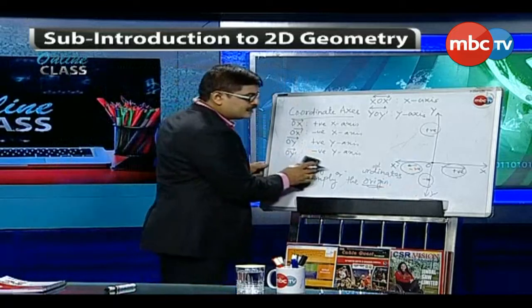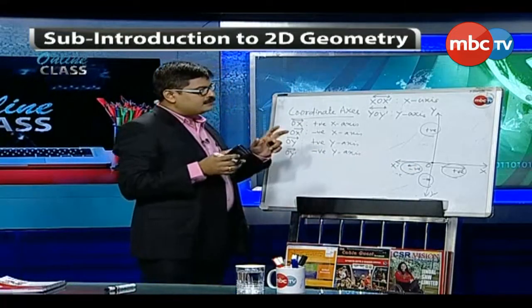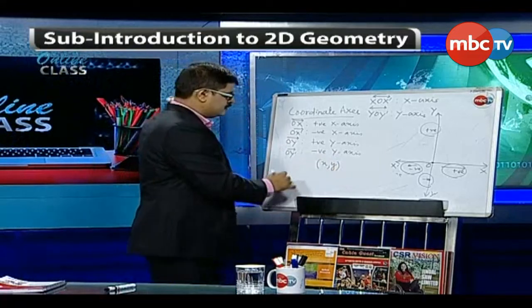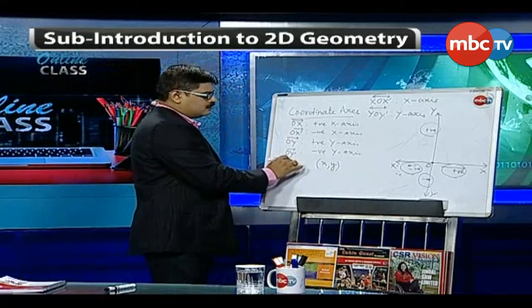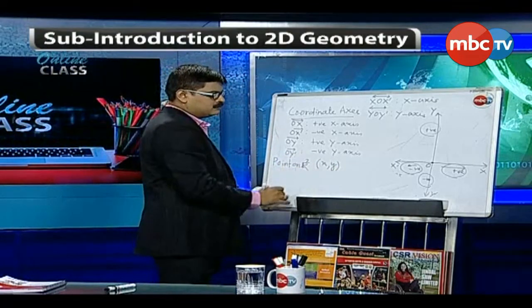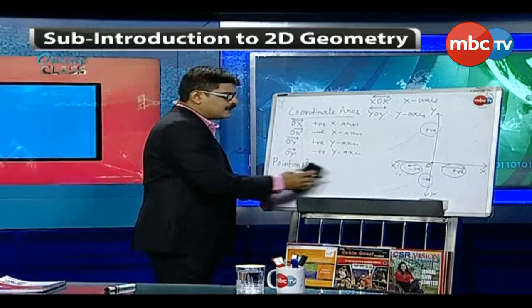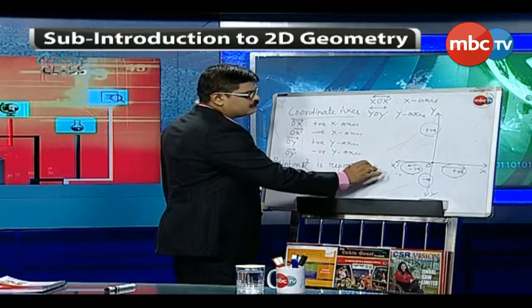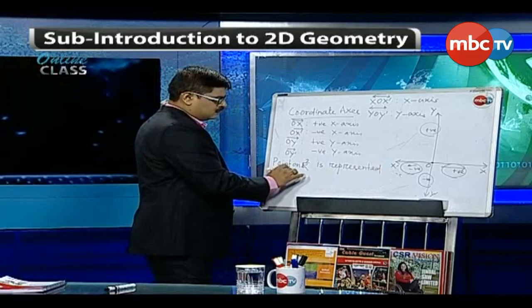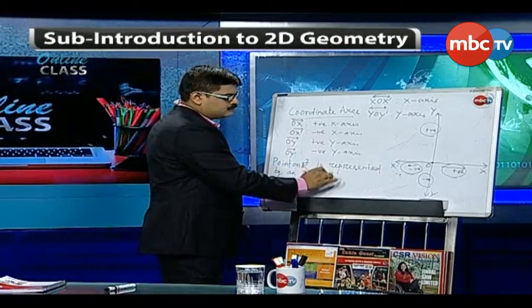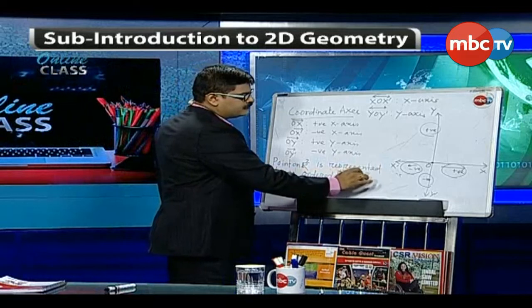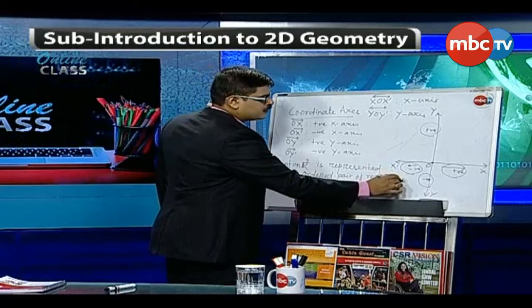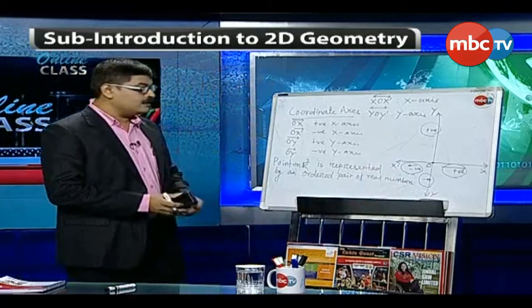Now how to represent a point? As I told you before, the points in R square, they are represented by an ordered pair. A point on the plane of R square is represented by an ordered pair of real numbers. Why it is called ordered, we will discuss. An ordered pair of real numbers.